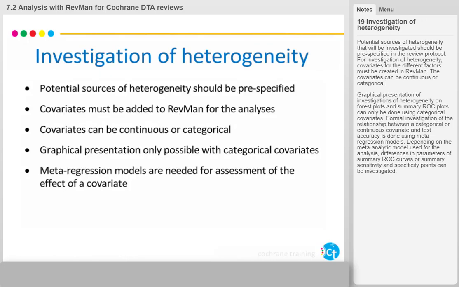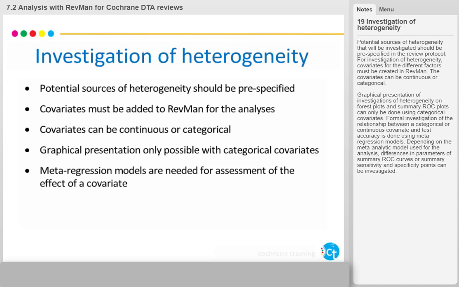Potential sources of heterogeneity that will be investigated should be specified in the review protocol. For investigation of heterogeneity, covariates for the different factors must be created in RevMan. The covariates can be continuous or categorical. Graphical presentation of investigations of heterogeneity on forest plots and Summary ROC plots can only be done using categorical covariates.